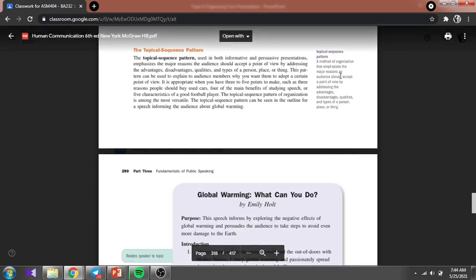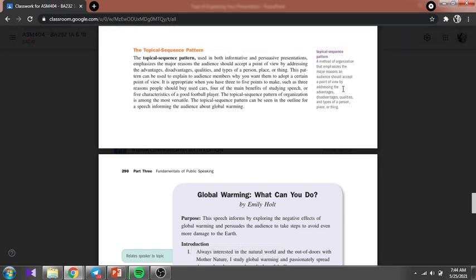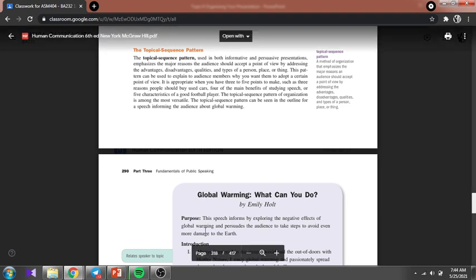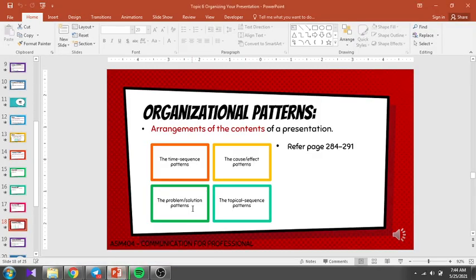The topical pattern is a method of organization that emphasizes the major reasons an audience should accept a point of view by addressing the advantages and disadvantages, qualities and types of a person, place or thing. This one is more for persuasive speech. We want to change the audience's perceptions here. Like this topic about global warming, it will have this also, like cause and effects, problem solution.